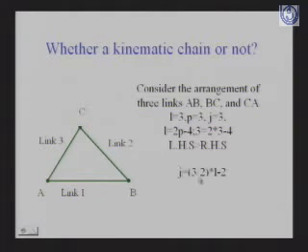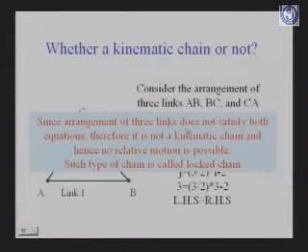Let us see the second condition, that is J = (3/2)L - 2. Here L we have taken as 3, so again the left hand side is greater than the right hand side. Therefore we can say that the arrangement of 3 links does not satisfy both equations. Therefore it is not a kinematic chain, and hence no relative motion is possible, and such a chain is called a locked chain, or it cannot be called a kinematic chain.